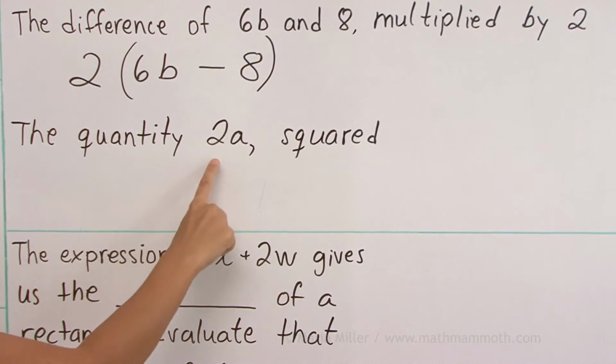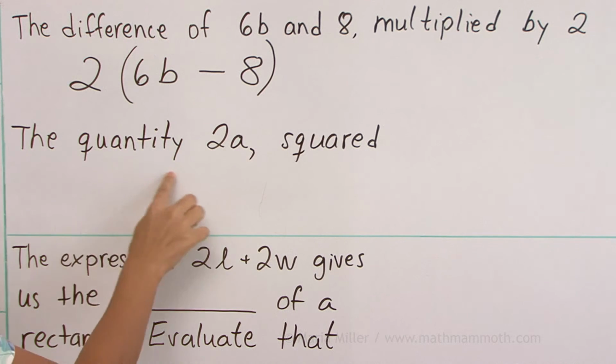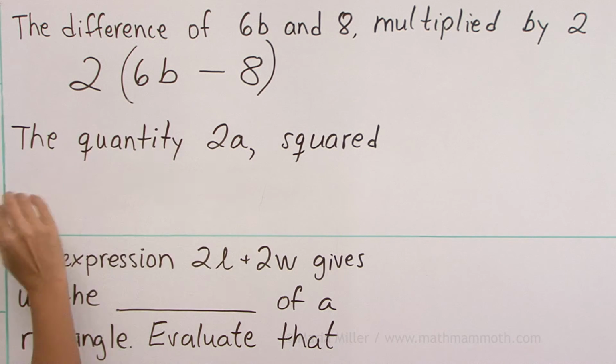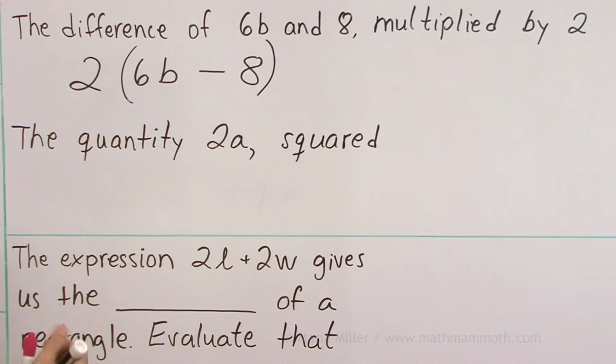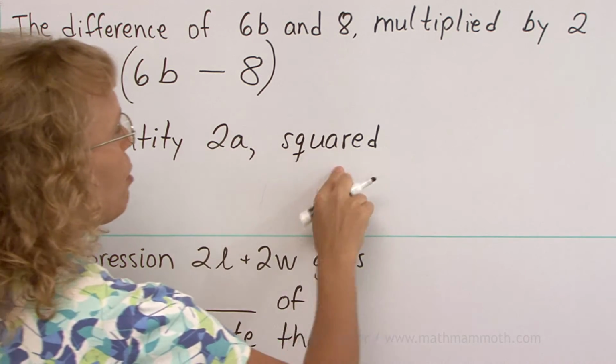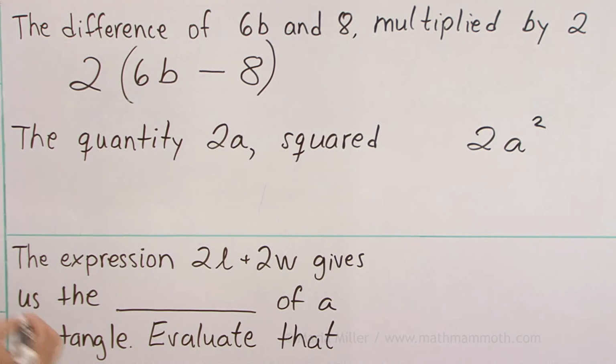The quantity 2a squared. Anything squared means there's an exponent 2, right? Now, why does it say the quantity 2a? Without it, I would read it 2a squared. I'll just write it how it would be without the word quantity, okay? If it said only 2a squared, it would be 2a squared like that, or 2 times a squared.